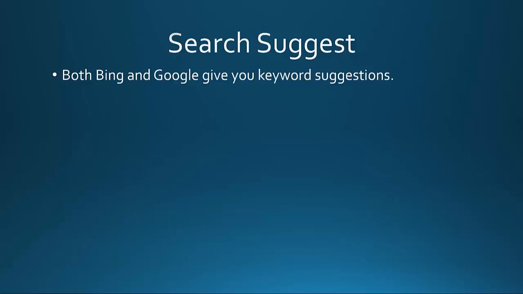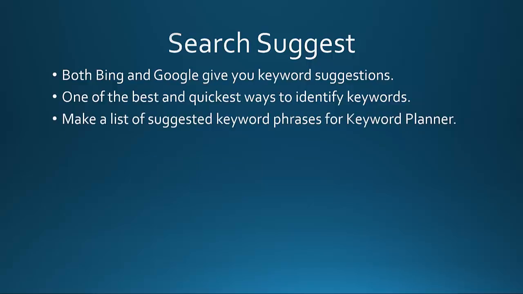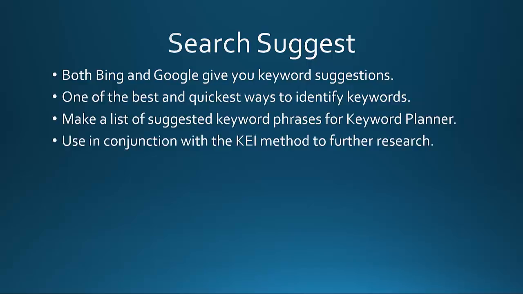Search Suggest. Again, we mentioned that earlier. Both Bing and Google give you keyword suggestions as you're searching. It's set up there for their users. They want to help their users quickly get to where they want to go. They're all about speed, all about getting their users as quick access as they can to what they offer. It's one of the best and quickest ways to identify keywords. You want to make a list of suggested keyword phrases for the Keyword Planner tool. So use it in conjunction with the KEI method to further your research.